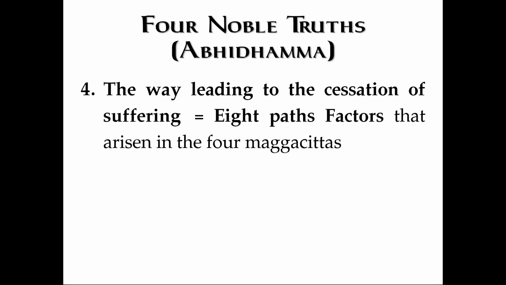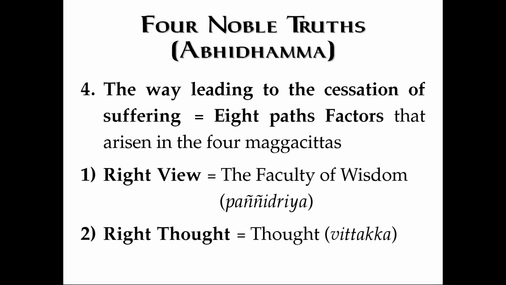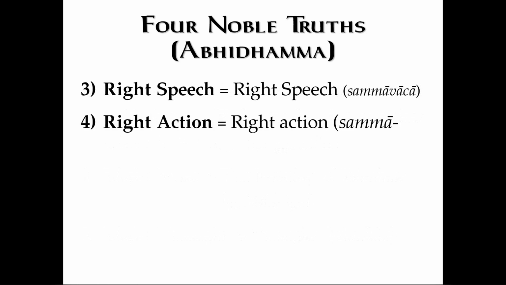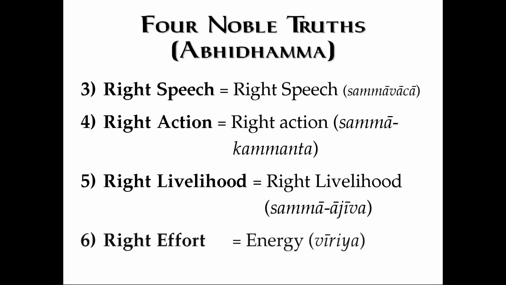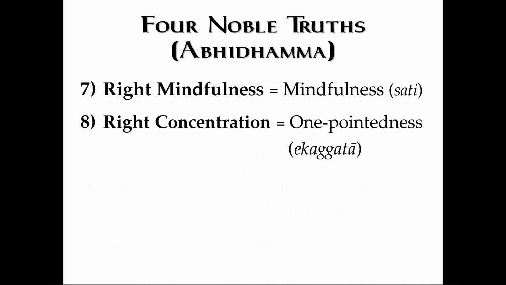That means among the 36, the commentary takes only 8 mental factors. Right view is the faculty of wisdom, the last one, wisdom. Number 2, right thought is vitakka. Right speech as right speech. Right action as right action. Right action is a mental factor, right? Then right livelihood as right livelihood. Right effort, energy, viriya. Right mindfulness as mindfulness, sati. Right concentration as one-pointedness, ekaggata. So Abhidhamma takes only 8 mental factors that arise in the 4 magga-chetas. So that is magga.